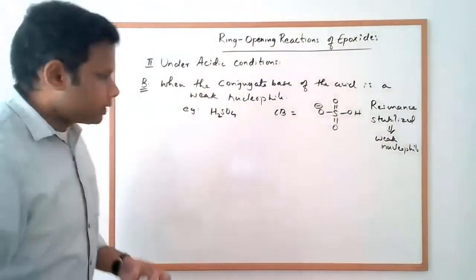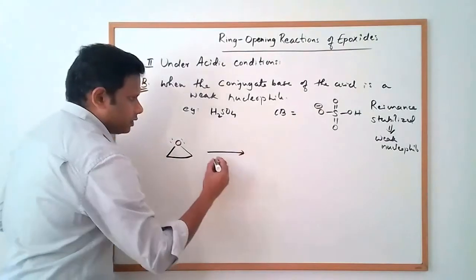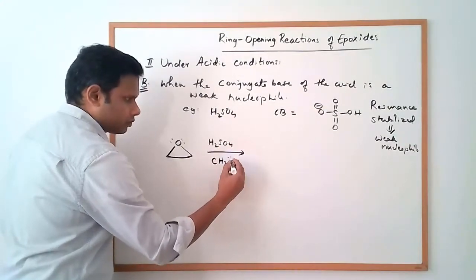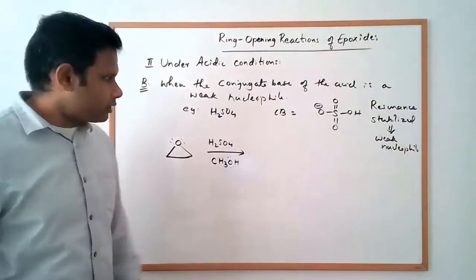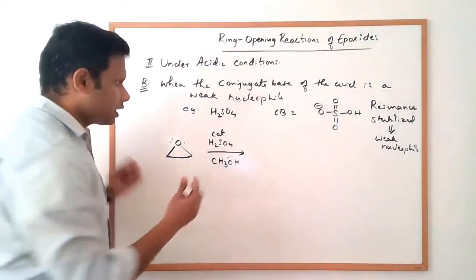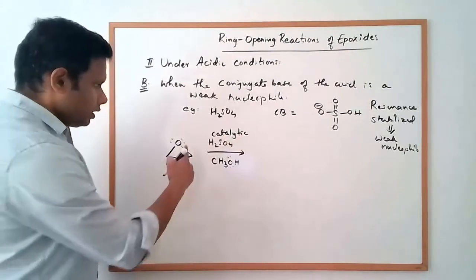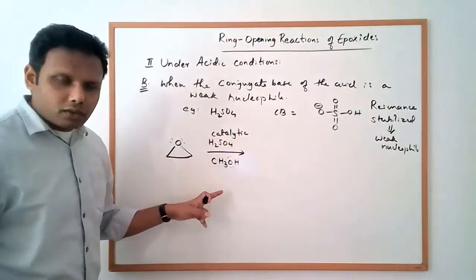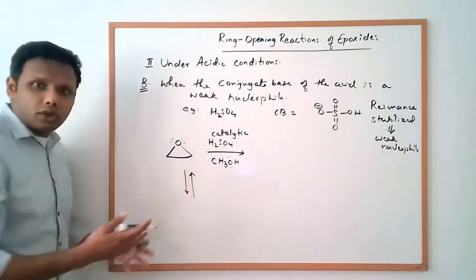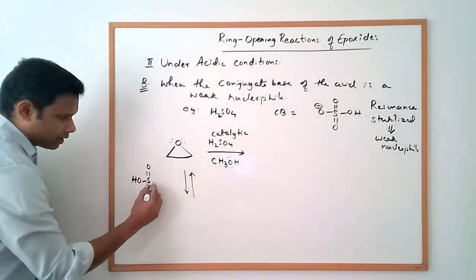Okay, so let's look at another example where you're using the same epoxide, and we have sulfuric acid, but now we are in methanol as a solvent. There's a catalytic amount of sulfuric acid, which means there's a tiny bit of sulfuric acid. We have the sulfuric acid, so we can use it directly for the mechanism, but it's not required. So let's say we use sulfuric acid.